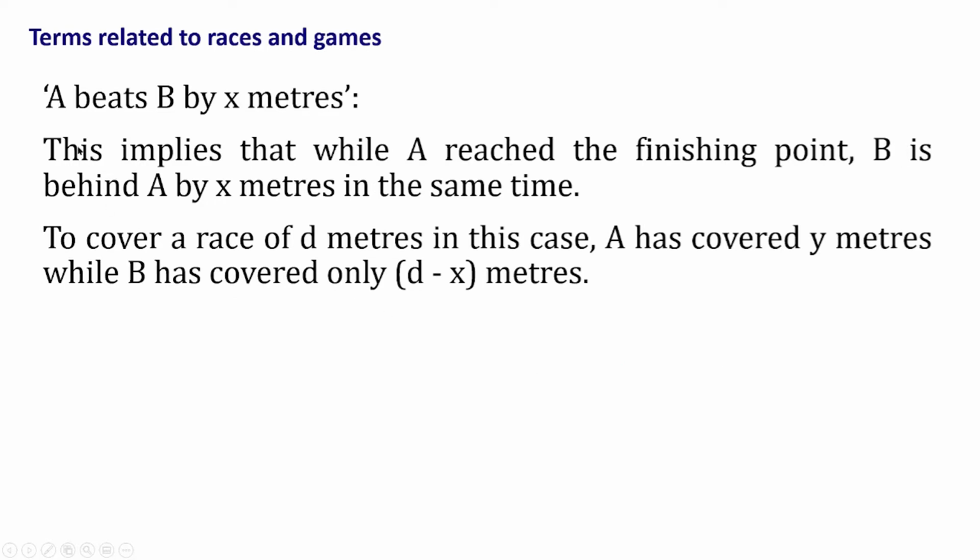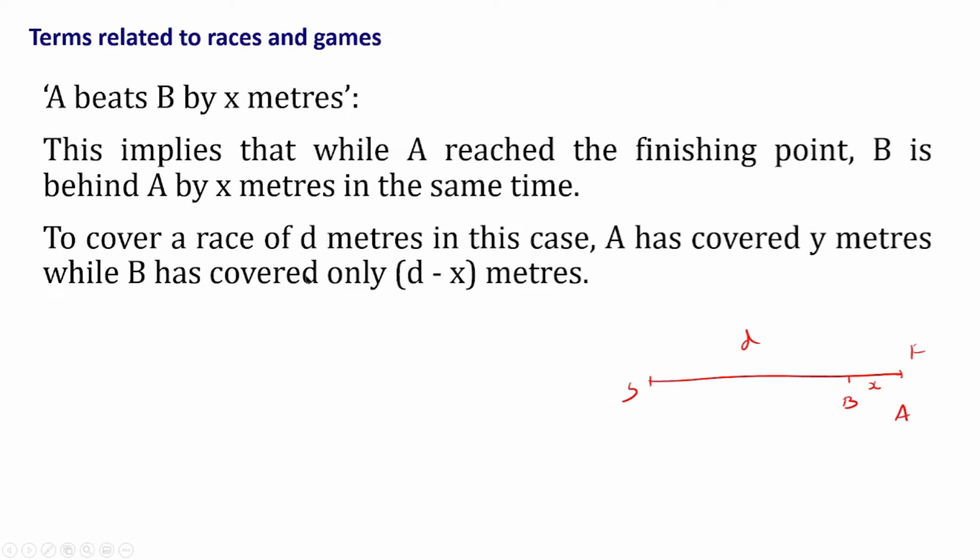The next term is A beats B by X meters. It means when A reaches the finishing point, B is behind A by X meters in the same time. So if this is the starting point and if this is the finishing point and if the distance is D, if we say A beats B by X meters, it means A has reached the finishing point and B is somewhere here X meters behind A.